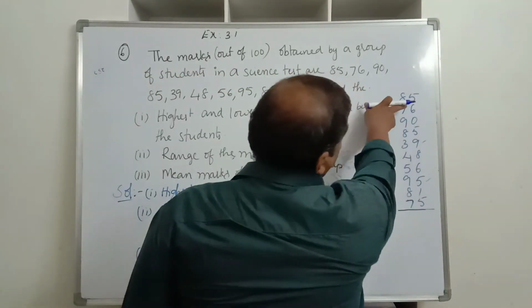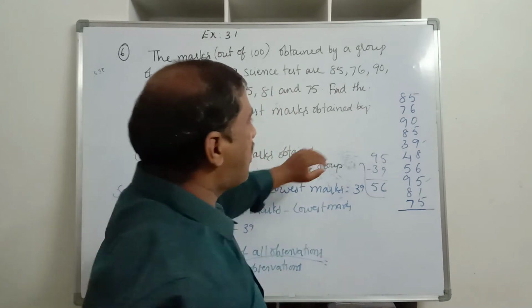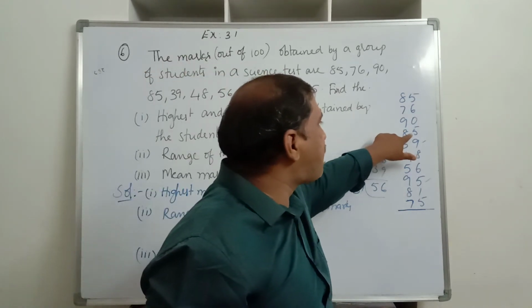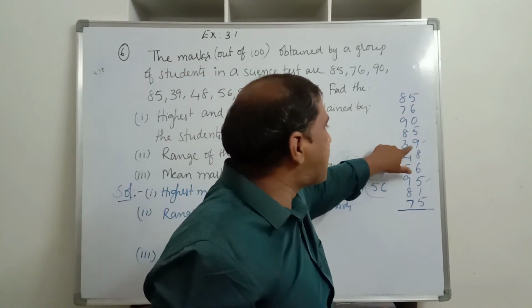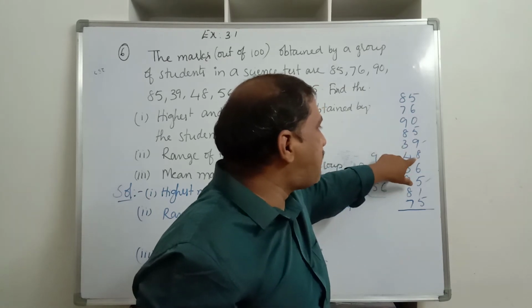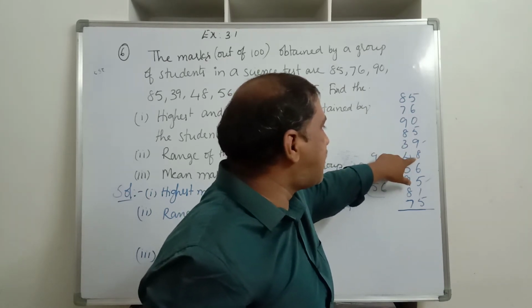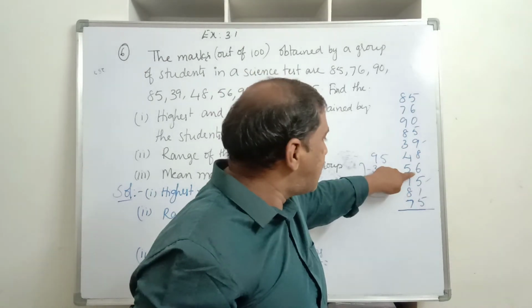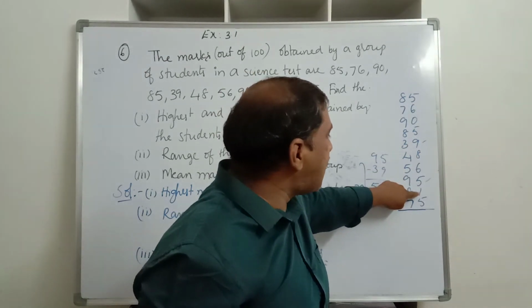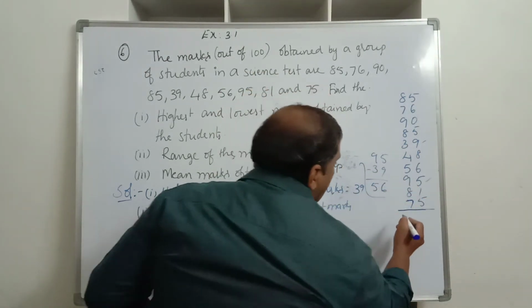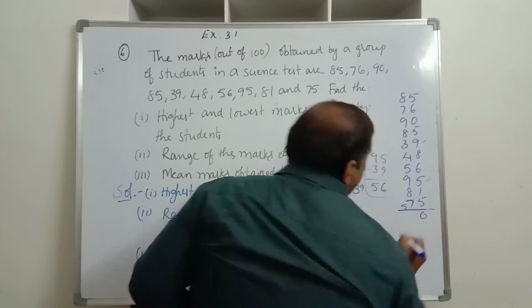5 plus 6, 11, 11 plus 0, it is 11, 11 plus 5, it is 16, 16 plus 9, 25, 25 plus 8, 33, 33 plus 6, 39, 39 plus 1, 40, 45 and 50. So we get 50 by adding all the ones place digits.